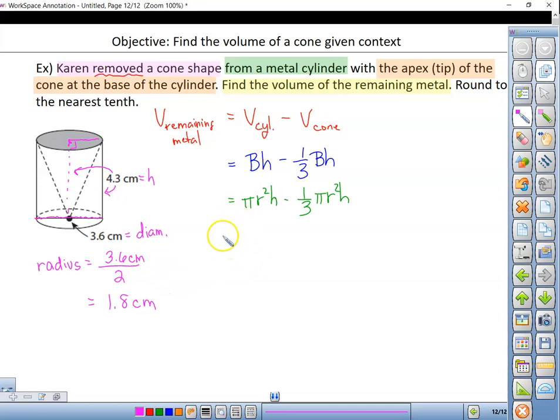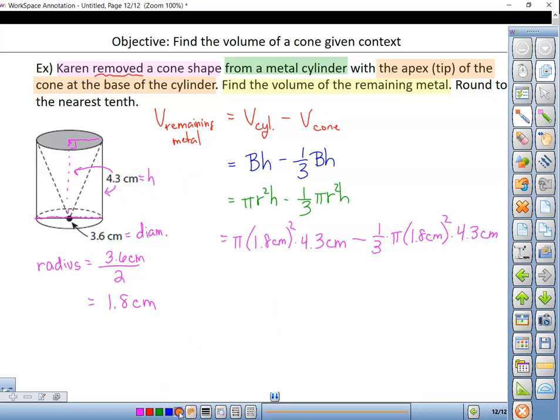So we plug in our numbers and we have pi times the radius of the cylinder, which is 1.8 centimeters. We square that, times the height of the cylinder, which is 4.3 centimeters. Then we're going to subtract the volume of the cone. So we have 1/3 times pi times the radius, which is again 1.8 centimeters, and that's squared, times the height, which is again 4.3 centimeters.